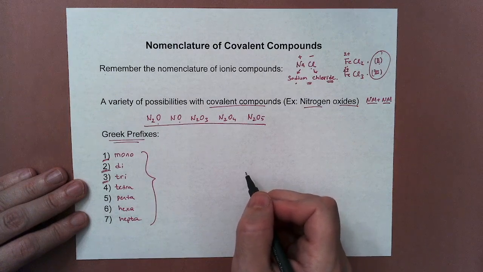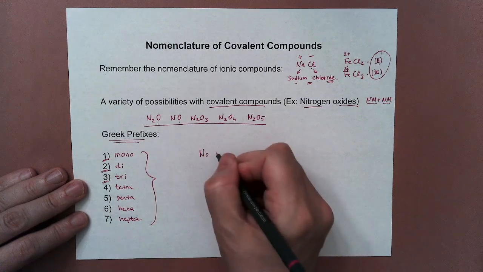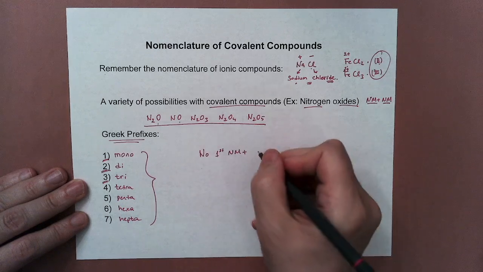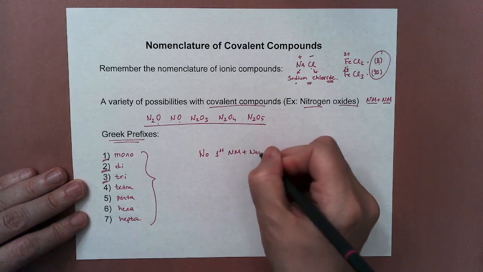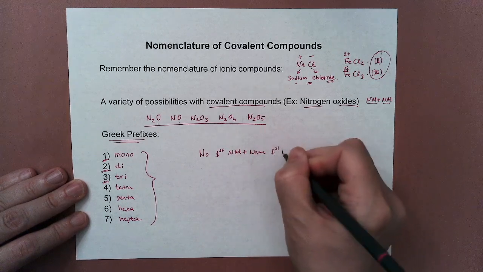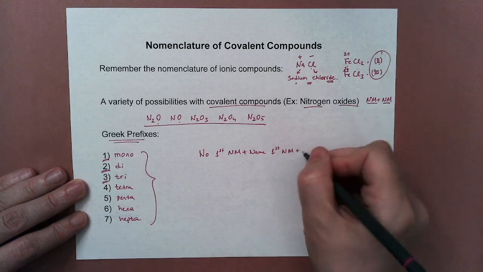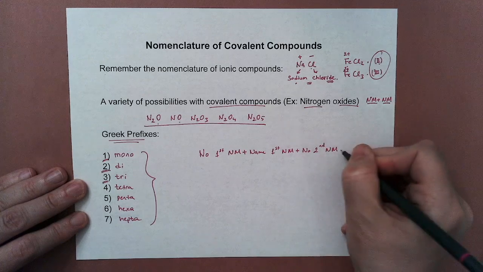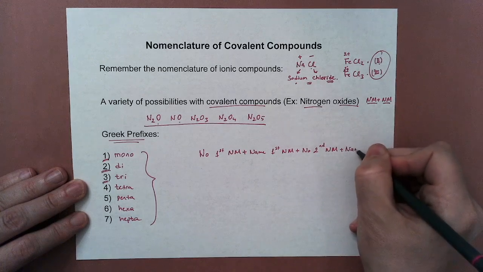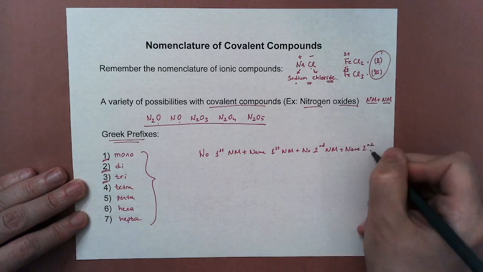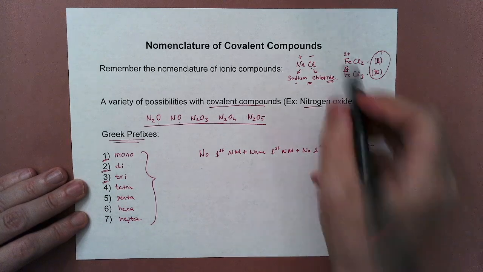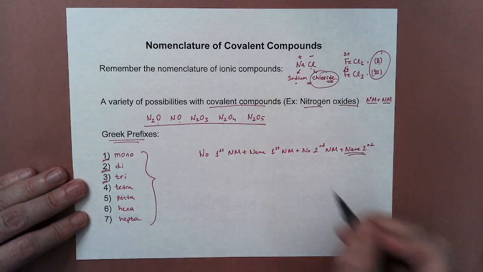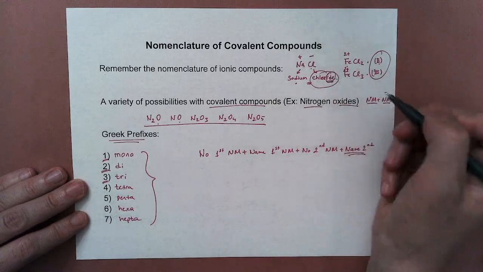The main rule is like this. You first say the number of the first nonmetal, then you continue with the name of the first nonmetal, then you say the number of the second nonmetal, then you say the name of the second nonmetal. When you are naming the second nonmetal, you again are going to be doing something like this. So you will be dropping the ending, then add the suffix "ide."